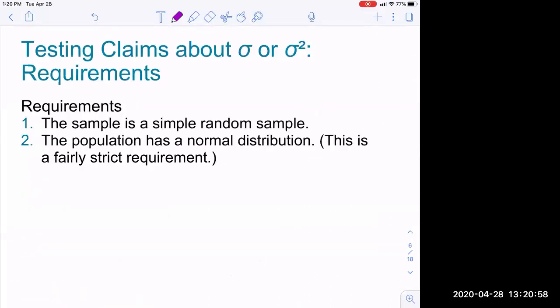Okay, SRS, and this is strict, so I'm going to show you how we will test for that in this class. Either it is stated that it's a normal distribution, or we check it, and in this case we're going to check it with a problem in this section.